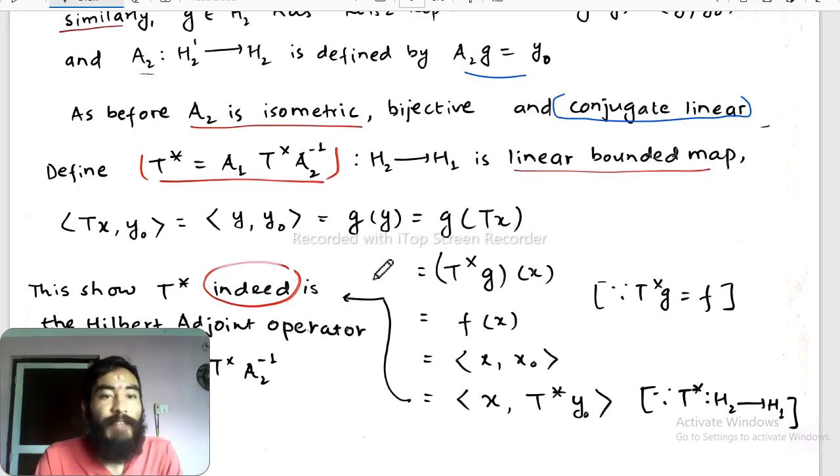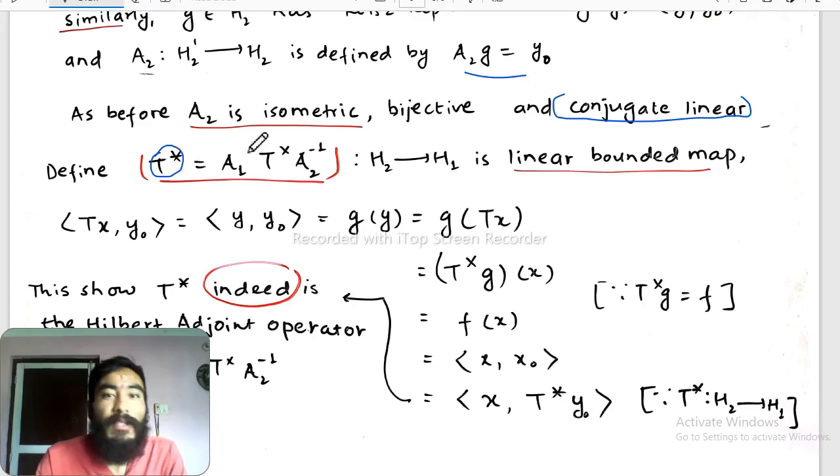Now let us define T star. We define an operator T star which equals A1 of T cross of A2 inverse. Now we have to show T star is actually the Hilbert adjoint operator. We have defined this operator T star by this relation, and we have to show T star is actually the Hilbert adjoint operator. First we show T star is well defined. Because A1, T cross and A2 inverse are all operators, T star is a well defined operator.